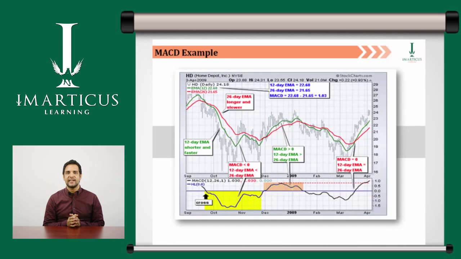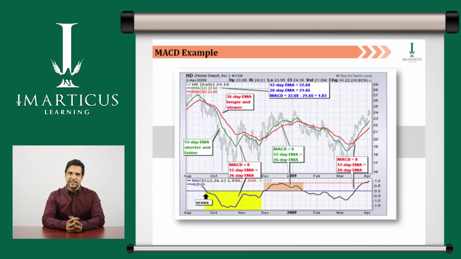Positive MACD indicates that the 12-day EMA is above the 26-day EMA. Positive values increase as the shorter EMA diverges further from the longer EMA. Negative MACD values indicate that the 12-day EMA is below the 26-day EMA. Negative values increase as the shorter EMA diverges further below the longer EMA.